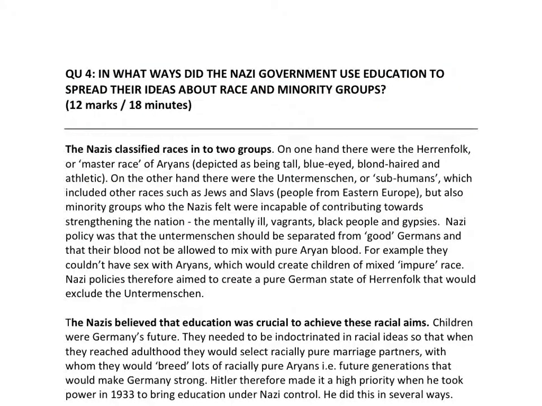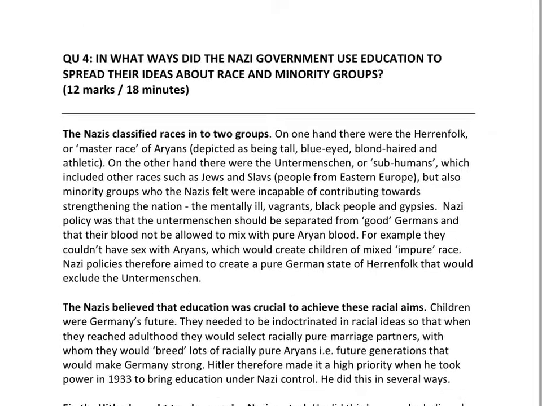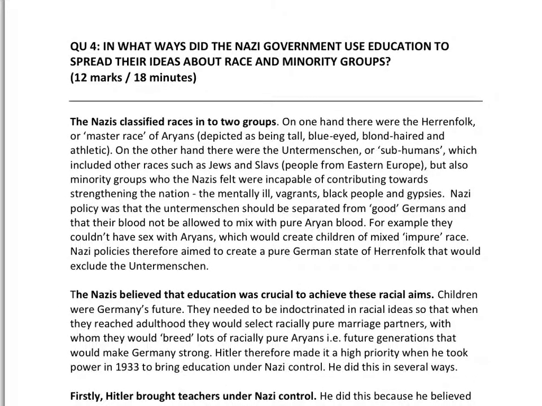Okay, so with this one, again, we'll just analyse the question first. There's really two parts to the question. It's about how education was used, but it's also about how it was used to spread ideas about race and other minority groups. So there's a focus on the racial aspect and there's a focus on education.